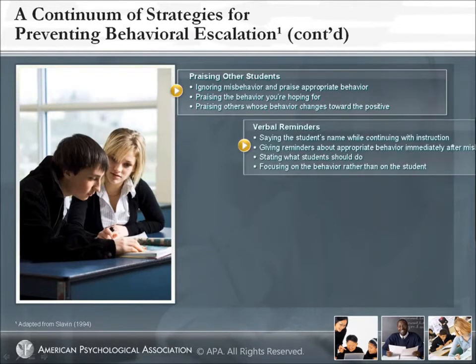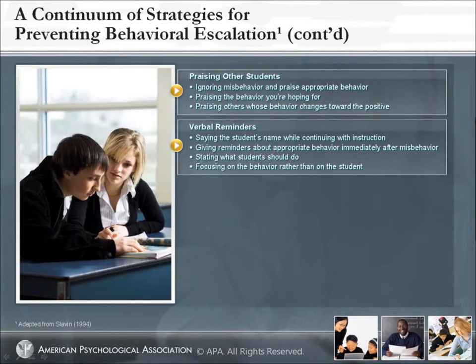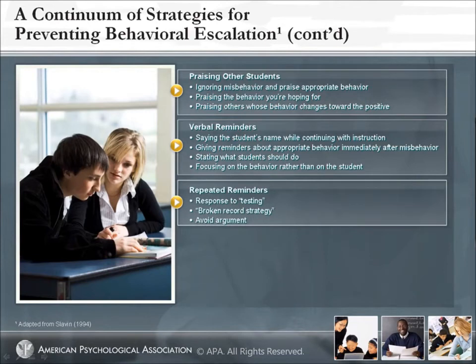Verbal reminders. Saying the student's name while continuing with instruction. Giving reminders about appropriate behavior immediately after misbehavior. Stating what students should do. Focusing on the behavior rather than on the student. Repeated reminders. Response to testing. Broken record strategy. Avoid argument.